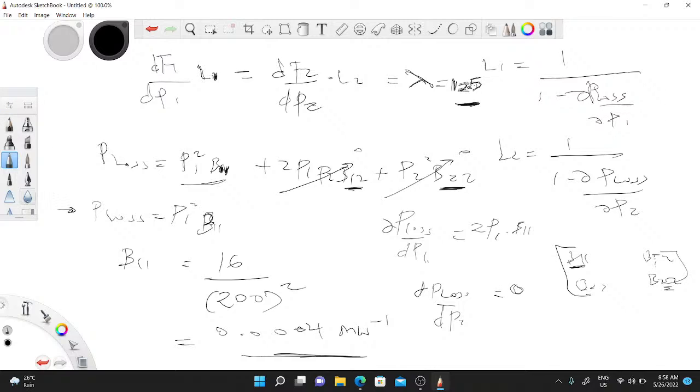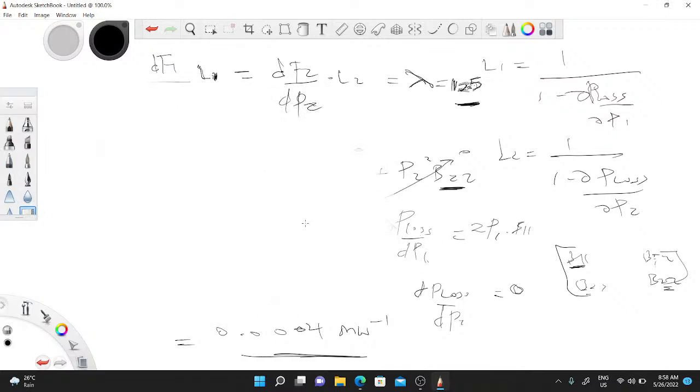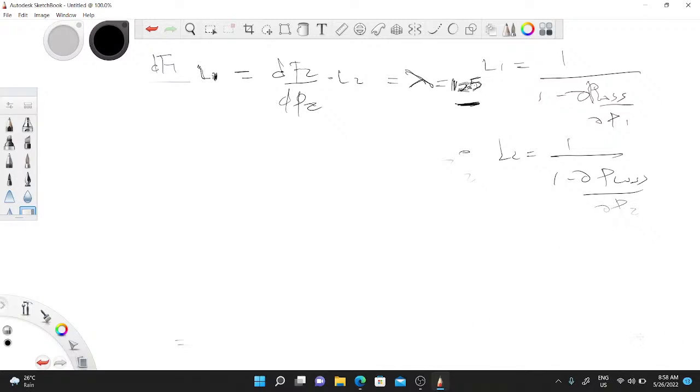Okay, so let me clean this side. Alright, so it makes sense. So I can find my L1 to be equal to 1 over 1 minus 2 times 0.004 P1, which is 0.0008 P1, and I'll get my L2 to be 1. Okay, so now I know this.